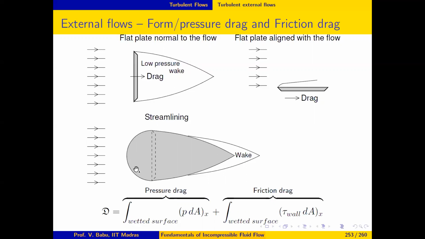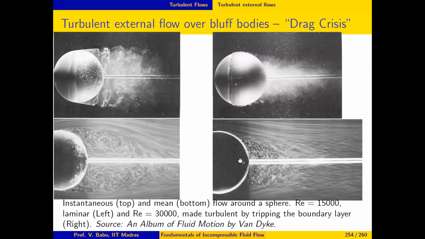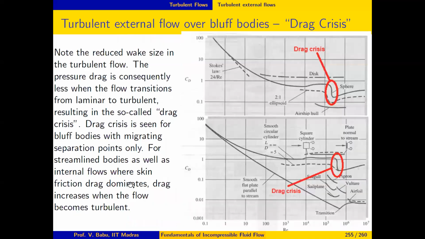Okay, notice that the drag reduction here, pressure drag reduction here, is due to streamlining and not due to drag crisis. So we cannot expect drag crisis for objects for which the separation locations are fixed. We can expect drag crisis, or reduction in drag due to transition to turbulent, only for bluff bodies in which the separation location can migrate from a location like this to a location further downstream.